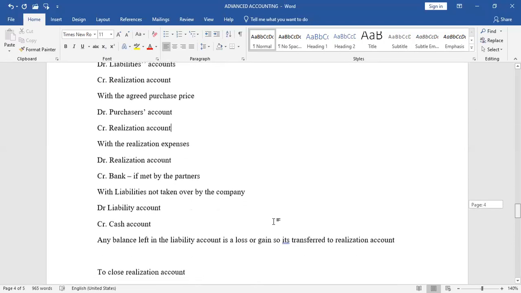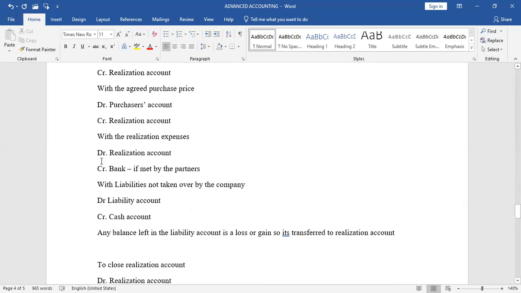If there are some realization expenses, we'll debit realization account and credit bank account if this is paid by the partnership. Okay? Liabilities not taken over means that they have to be paid. We'll debit liability account and credit cash account. Now, any balance that is left in the liability account is either a gain or a loss. If the liability that is not taken over is paid by the partners before they close the partnership, we'll have to consider it as a loss or gain on realization.